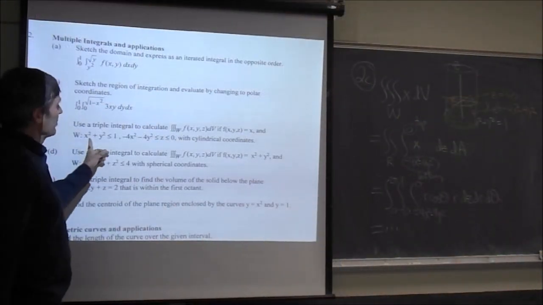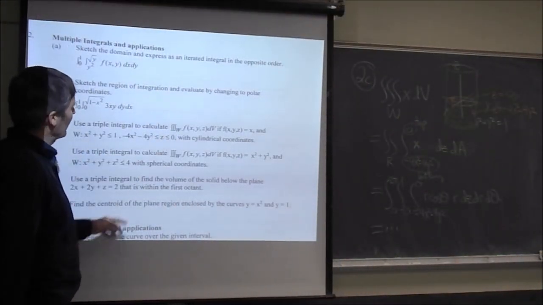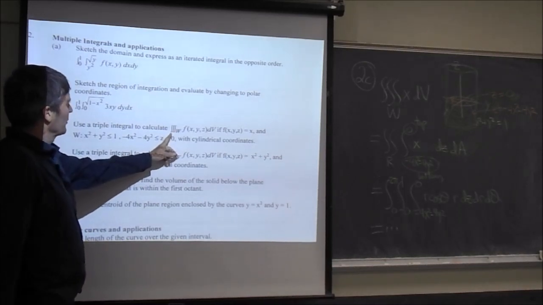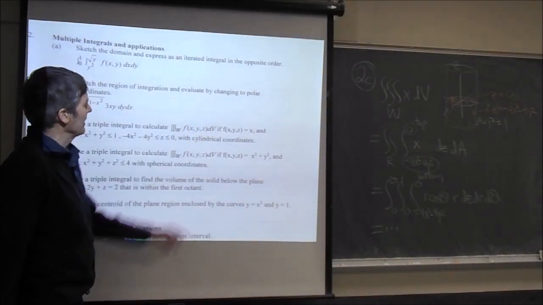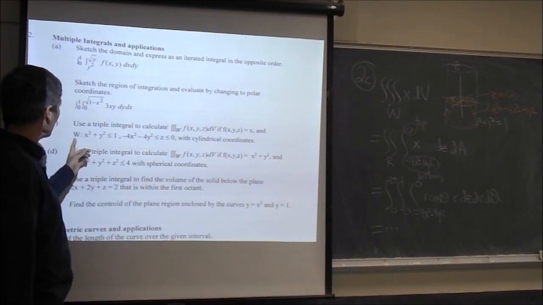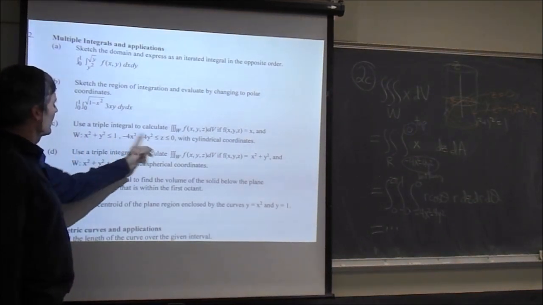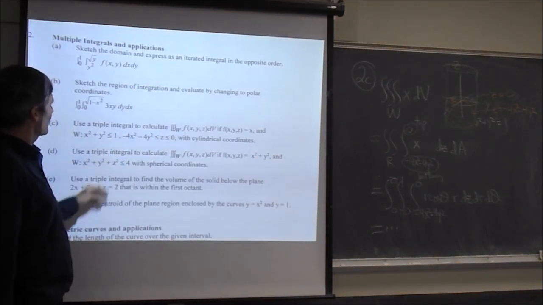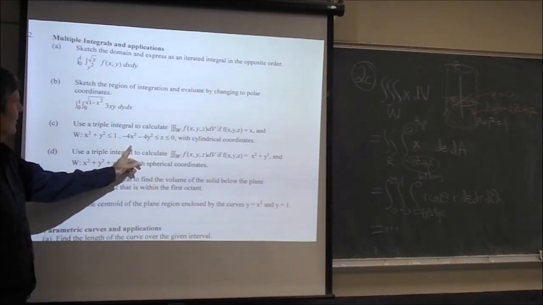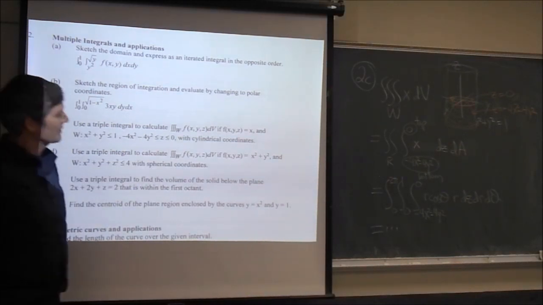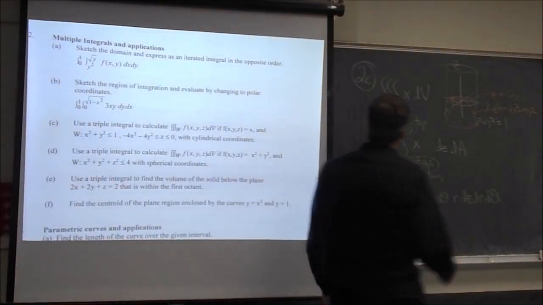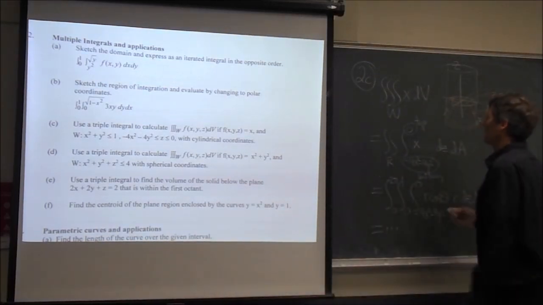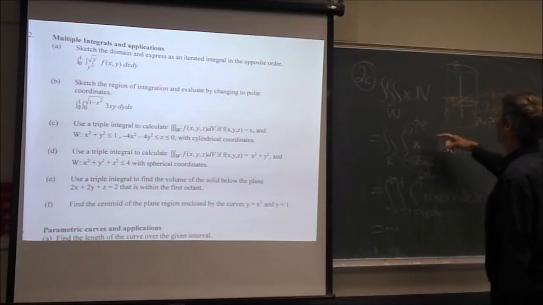Now in 2c, you want to use a triple integral to evaluate the triple integral of x dV, if W is the solid where x squared plus y squared is less than or equal to 1, and minus 4x squared minus 4y squared is less than or equal to z, which is less than or equal to 0. How can I do that? The big key is the sketch. Here's the integral I want to evaluate.